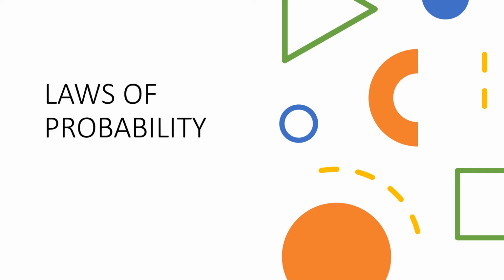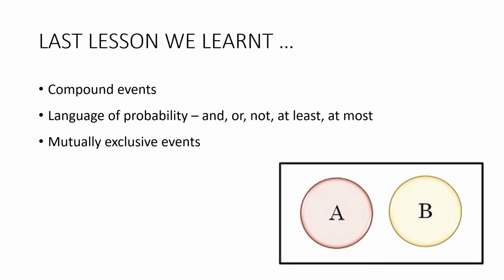Hi, you're right. This is our third lesson for probability. In this lesson, we're going to look at the laws of probability. So last lesson, we learned about compound events and the language of probability, in particular, and, or, not, at least, and at most. And then we learned about mutually exclusive events.